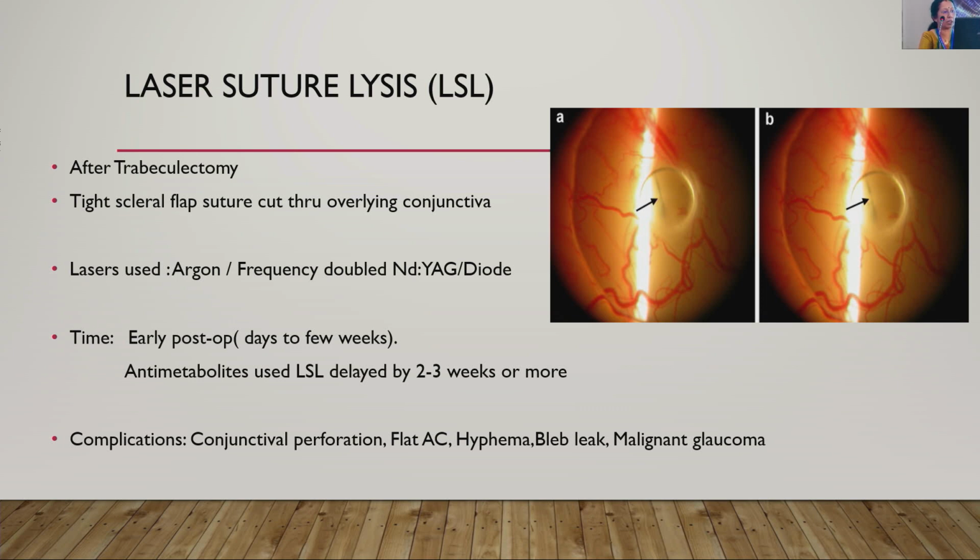It can be done in the early post-operative period, but when antimetabolites are used, the procedure can be delayed by 2 to 3 weeks or more. These are the complications: conjunctival perforation, flat anterior chamber, hyphema, bleb leak, and malignant glaucoma.